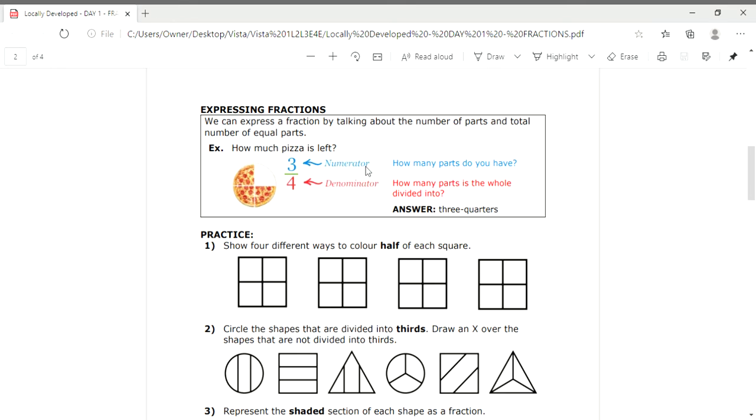How many parts do you have? 3. The bottom number is called the denominator. That's how many parts the whole is divided into, which in this case is 4. If we had a whole pizza cut in this fashion, there would be 4 pieces. So this pizza has 3 out of a possible 4 pieces, or the amount of pizza remaining is 3/4.